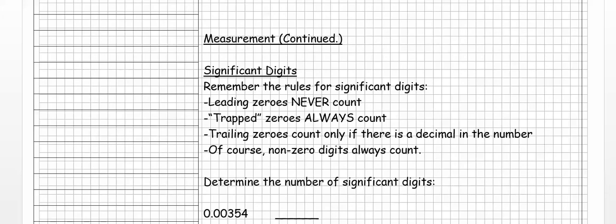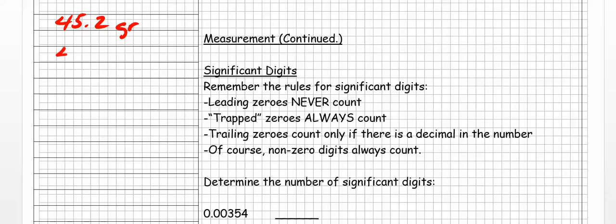Well, first of all, when we measure a number, say for example, 45.2, let's say I'm measuring mass, so that is 45.2 grams. What do I mean by that? Well, what I mean is that I've measured 40 grams plus another 5 grams plus another 2/10 of a gram.